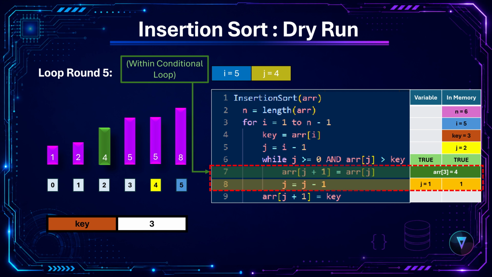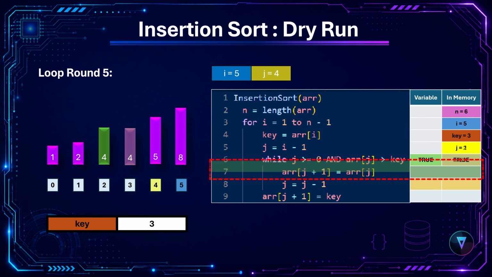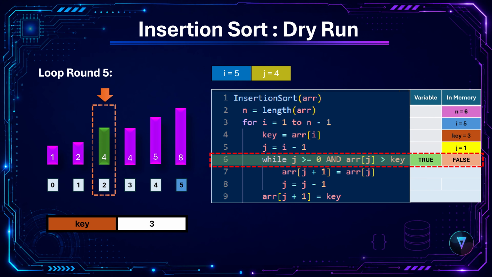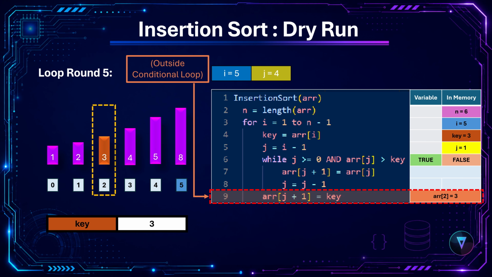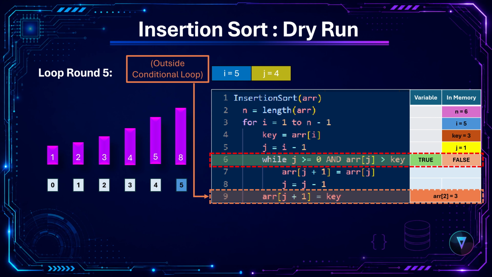And then J points to 2. 2 is smaller than 3, so we stop shifting? Exactly. 3 belongs after 2 and before 4, so we insert 3 at J plus 1. And now the array becomes 1, 2, 3, 4, 5, 8. That's the full dry run of insertion sort. Each time, we pick a key, move bigger elements to the right, and insert the key in the correct position.